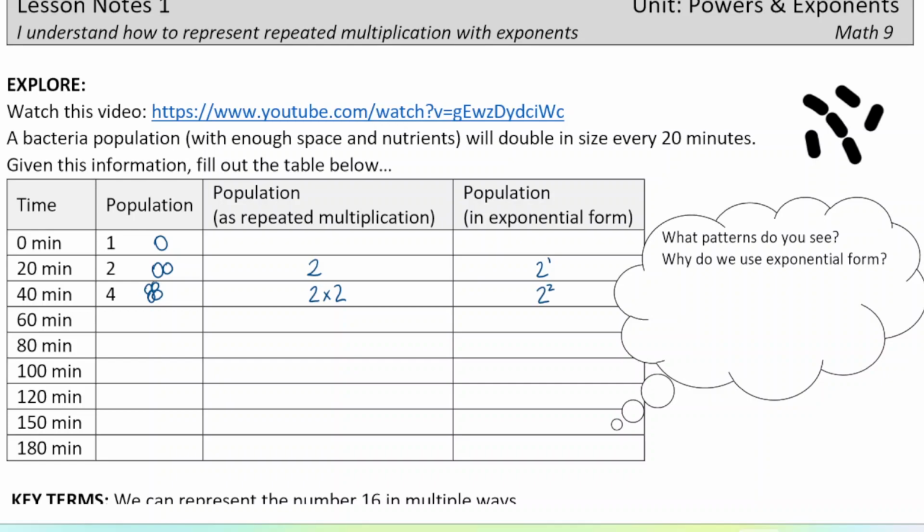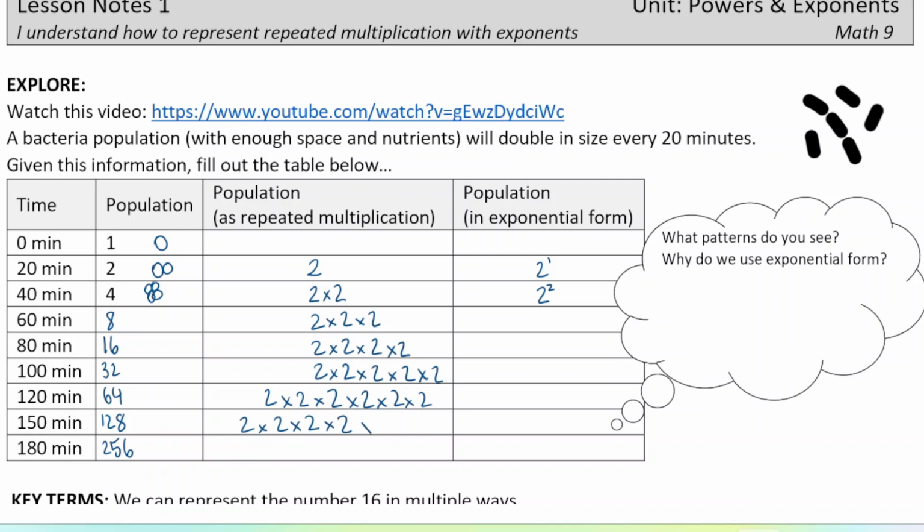Now let's keep going. We have 8 bacteria, then 16, then 32, then double again, 64, then double again, 128. Then after 3 hours, 180 minutes, we'll have 256 bacteria. Now I can't draw all of those out, but we can represent those numbers in different ways. Essentially every single time we're doubling, we're multiplying by another 2. So for 32, we'd have 5 2's. I'm running out of space here, so I'll move over. And then for 64, I'll have 6 2's. And then for 128, I'll have 7 2's.